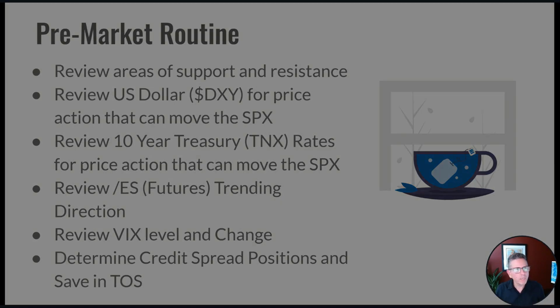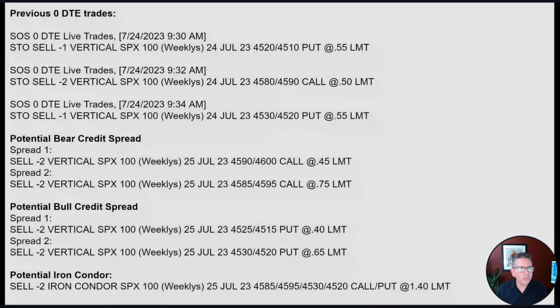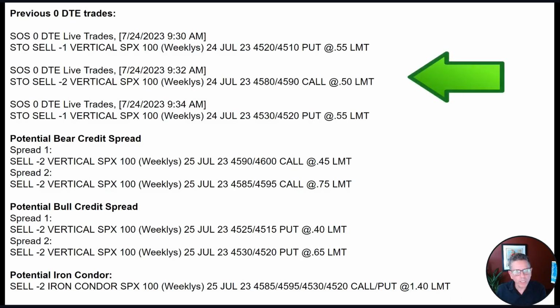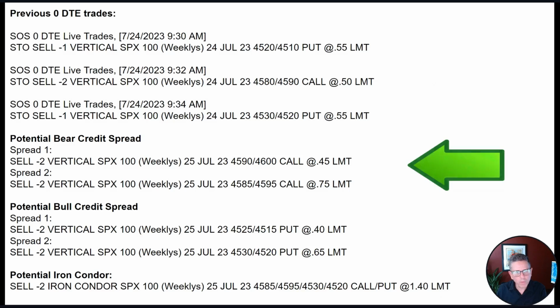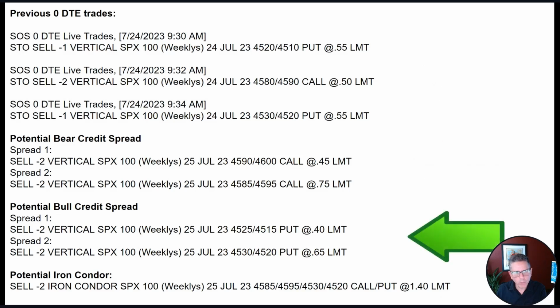So here's a diagram of potential trades. These are previous trades, and then you have bear spreads, and then bull spreads, and then an iron condor, if you want to put that on at the same time. So that's how it works. You see the previous trades, then the potential trades for bear spread and bull spread, and then you can look at the iron condor.